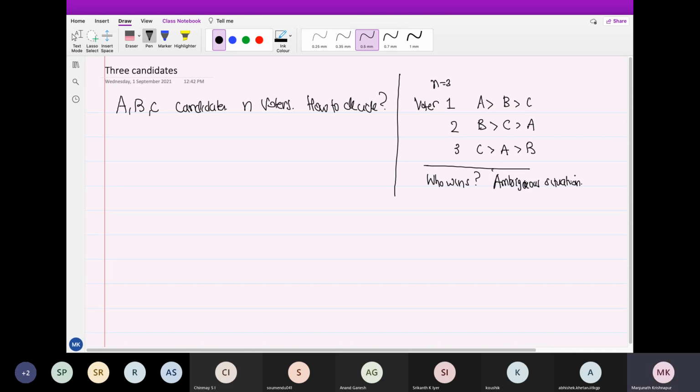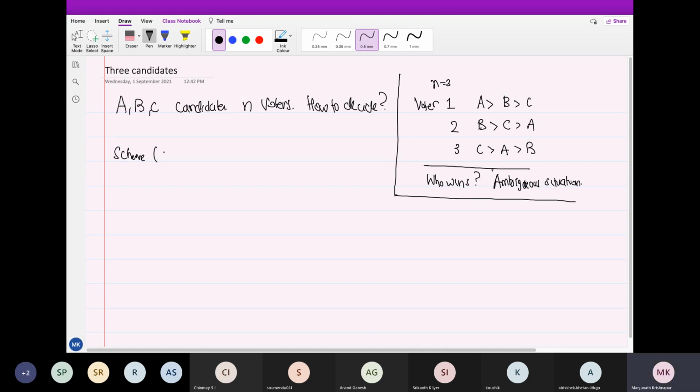But is that so? This is exactly the ambiguous situation that we want to see. But is it really something that is likely to happen or not? That is what we want to understand. So first of all, let's come to the scheme. The scheme is the following.